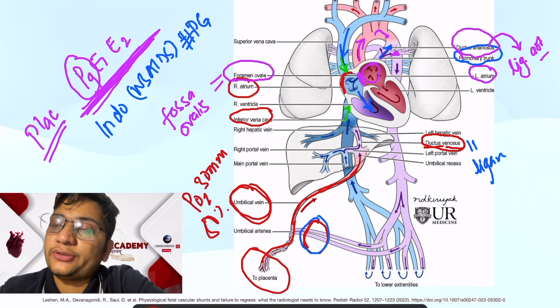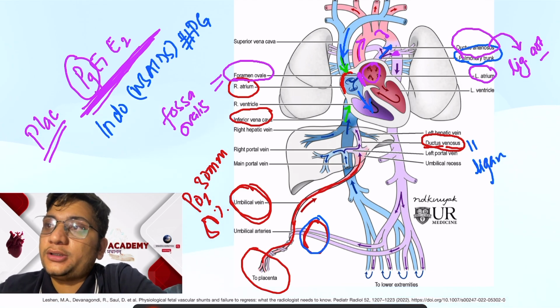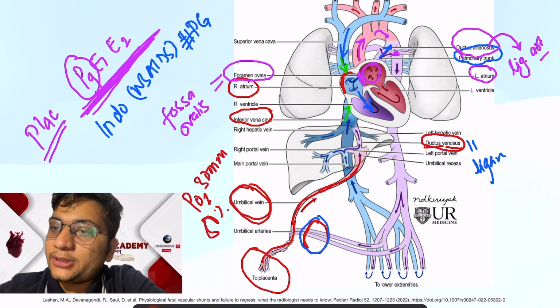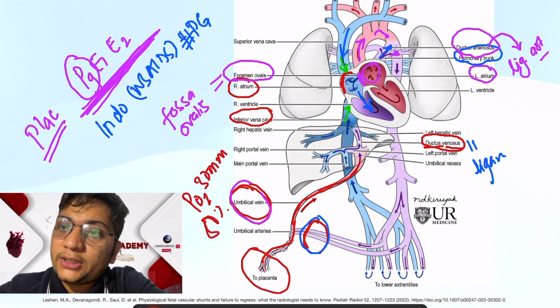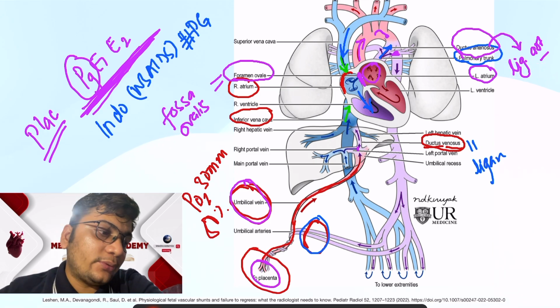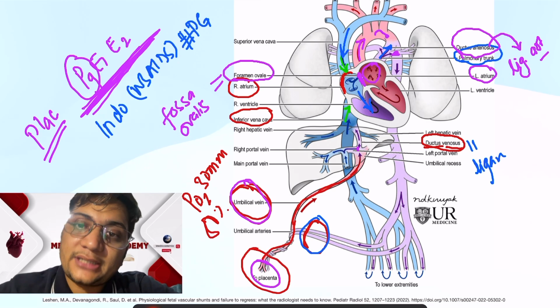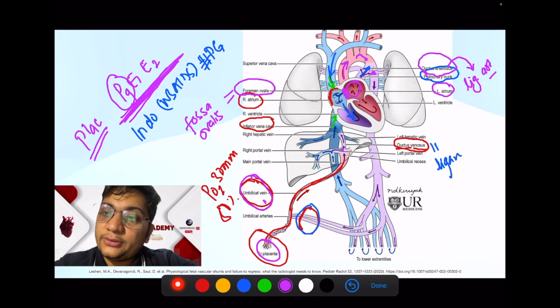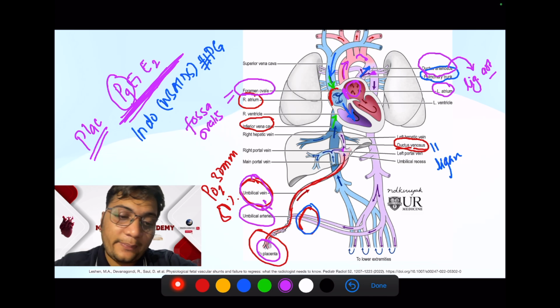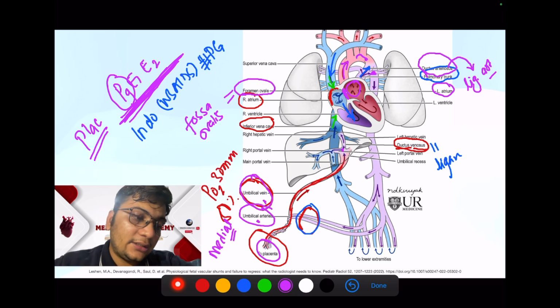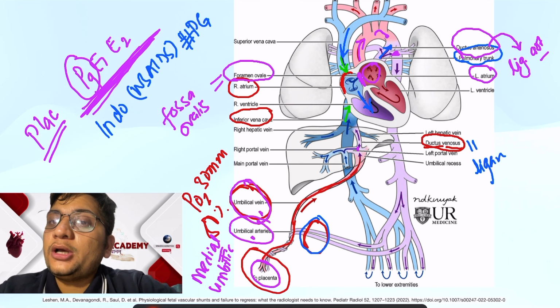Now we have talked about the postnatal remnant of all the structures, except these two. The umbilical vein was joining the placenta with the liver, so it will remain as the ligamentum teres hepatis, the ligament of the liver. Now the umbilical arteries remain as the medial umbilical ligaments.